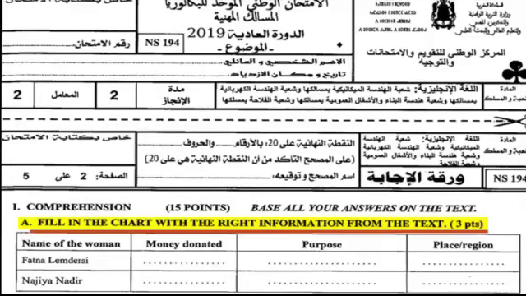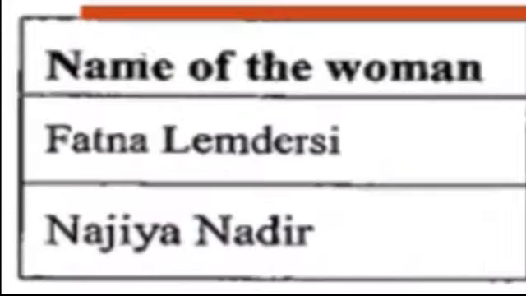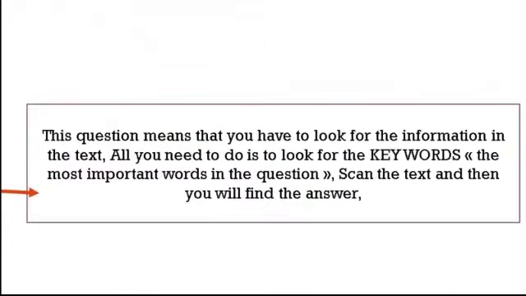This is the chart, the table that you've got, and we have a lot of information in it. We have number 1, name of the woman, number 2, money donated, number 3, purpose, number 4, place and region. This chart means that you have to look for the information in the text. All you need to do is to look for the keywords, which are the most important words in the question, and scan the text, and then you find the answer.